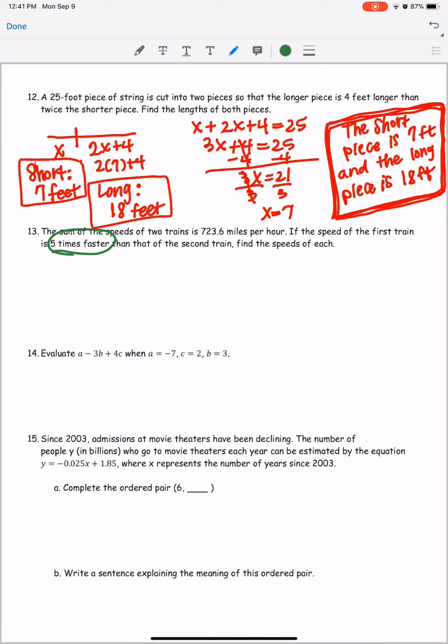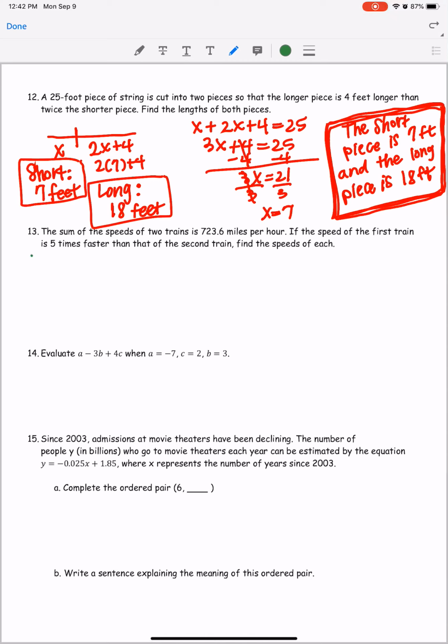like it's just 5 times faster, you will just do something like 5x equals 723.6, the combined speed. But this is only representing that first train. You're not even including that second train. So that's why I highly recommend you start listing these out.